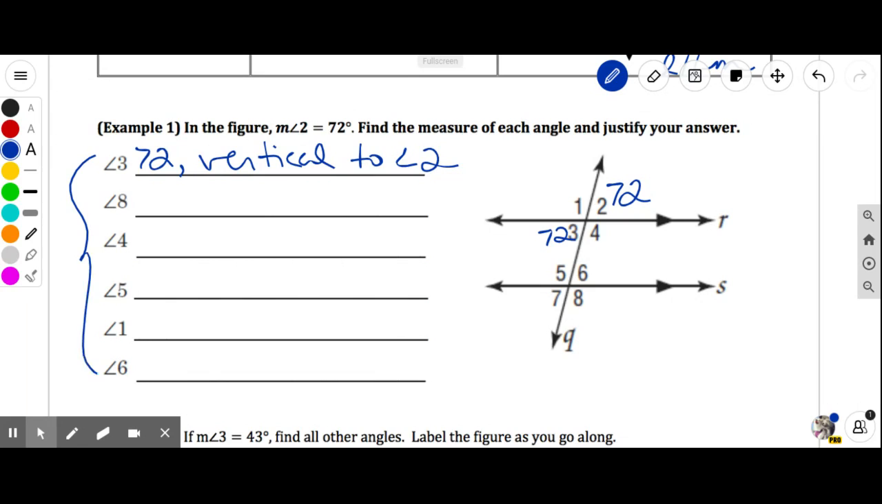These are not necessarily in order. Based on what we have right now, we couldn't find 8 using a theorem. So I'll go to 6 next. Notice 2 and 6 are corresponding. So 6 would be 72.